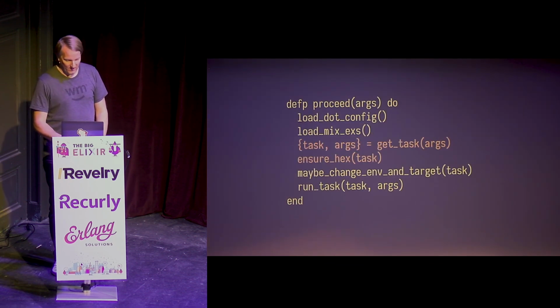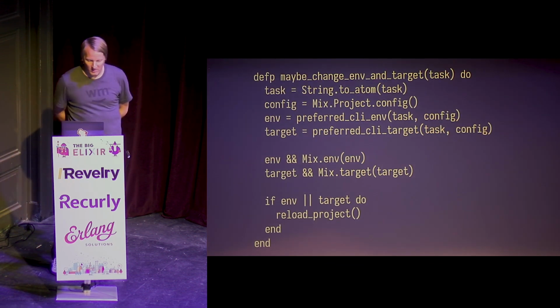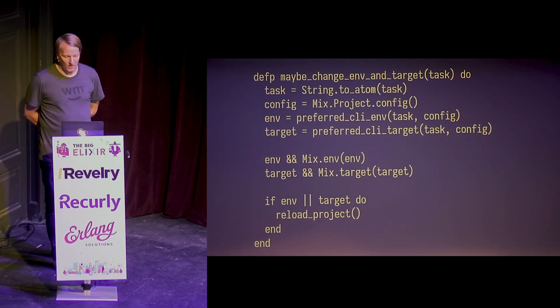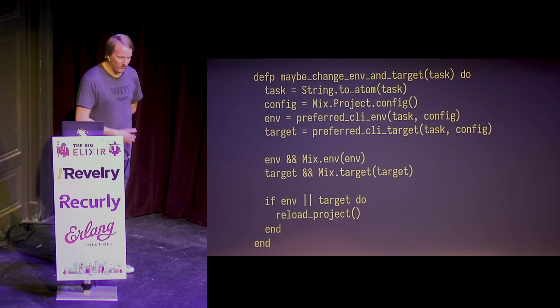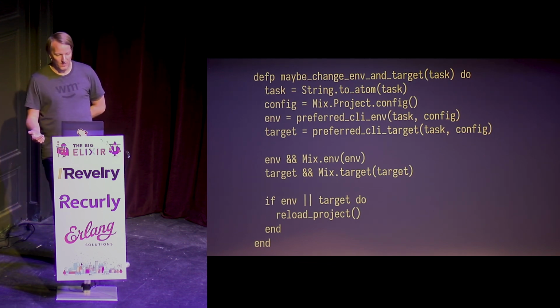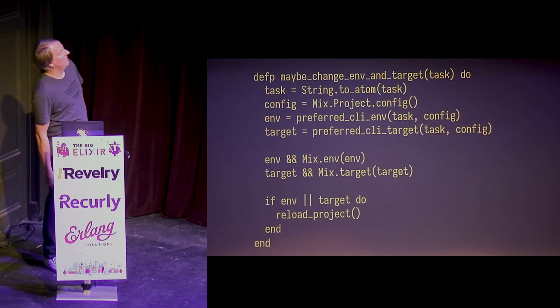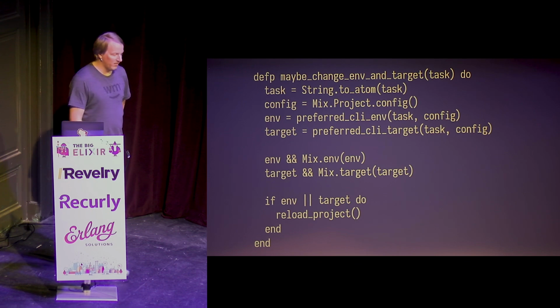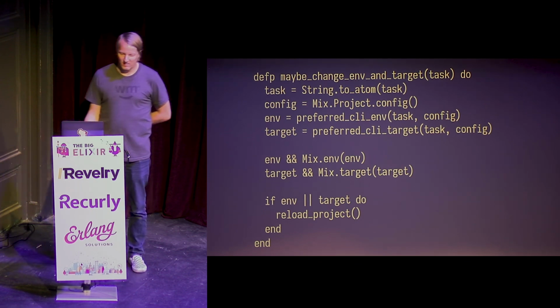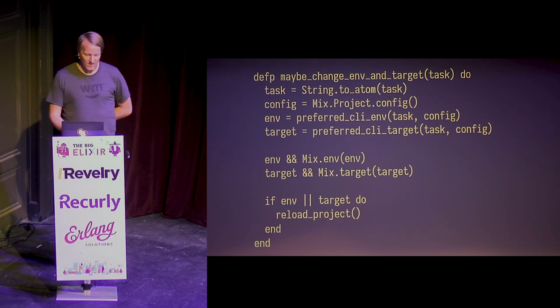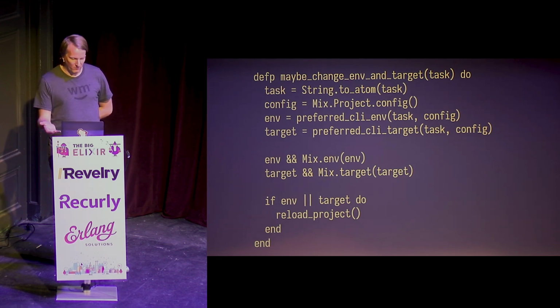And next is this maybe change env and target. So if you have given it a separate environment to run in or a separate target to hit, that's what this is doing. So it's going to say, oh, okay, I'm running in this different environment. So instead of loading up the prod config, I want to load up the test config, or I want to load up the dev config, et cetera. So it does that and reloads the project to enable the new configs.